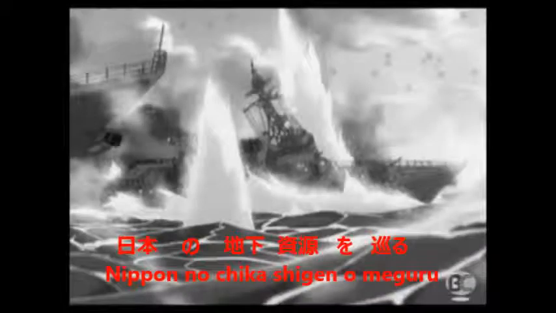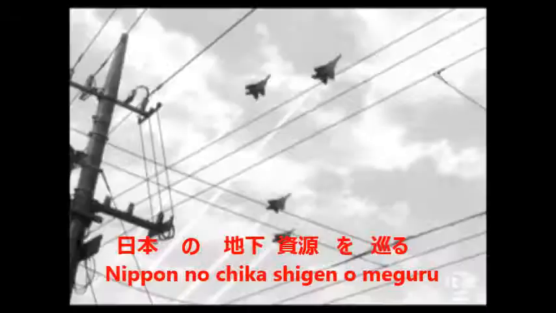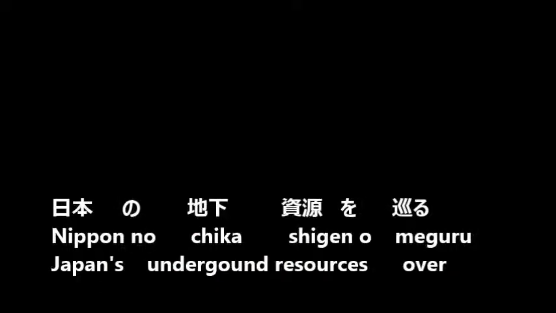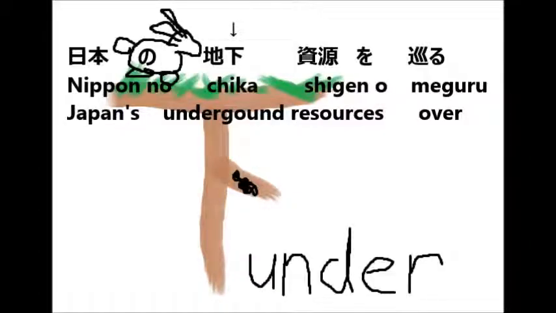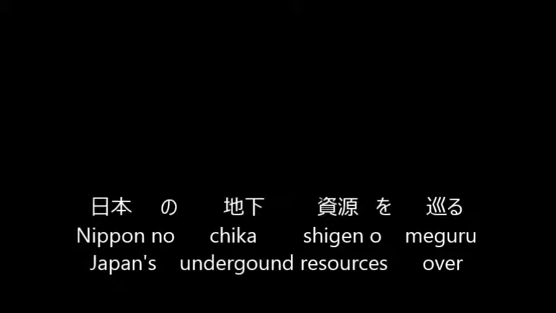Next is Nippon, or Japan, and then the no particle, so something belonging to Japan. Then Chigashigen, the first character means earth, and the next is under. Yeah, I know this is some crappy drawing, but I hope it'll get this point across because this character is pretty important. So, Nippon no Chigashigen o is Japan's underground resources. Now, meguru. Again, the hiragana character ru at the end is guiding the pronunciation. Meguru means over or concerning.